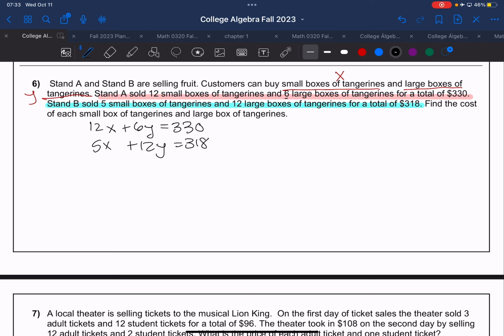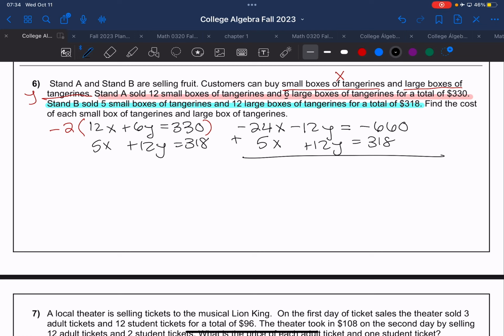Elimination, and which variable is the easiest to get rid of? Good, the y's, because we would have to multiply the top equation by what? So not 2, because then if we add it, yep, so negative 2. Because we want a negative 12y to be added to a positive 12y. So that means we have negative 24x minus 12y is equal to negative 660. Bring down my other equation, and now I can add them down.